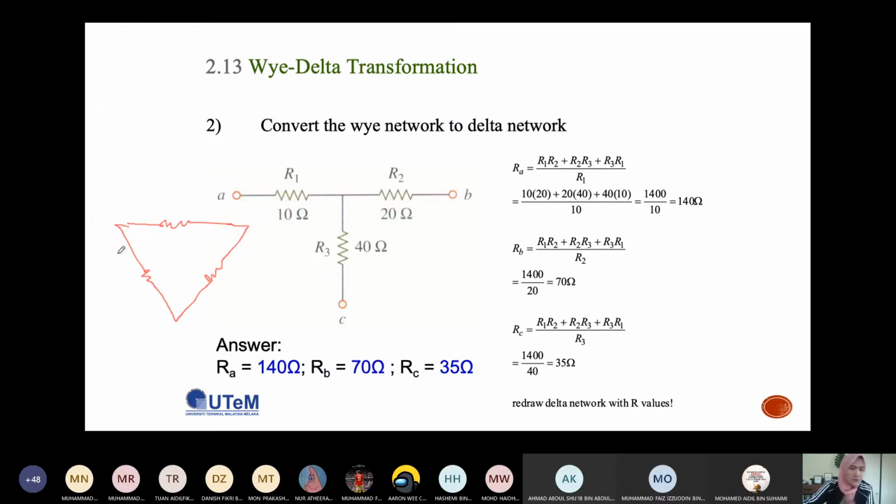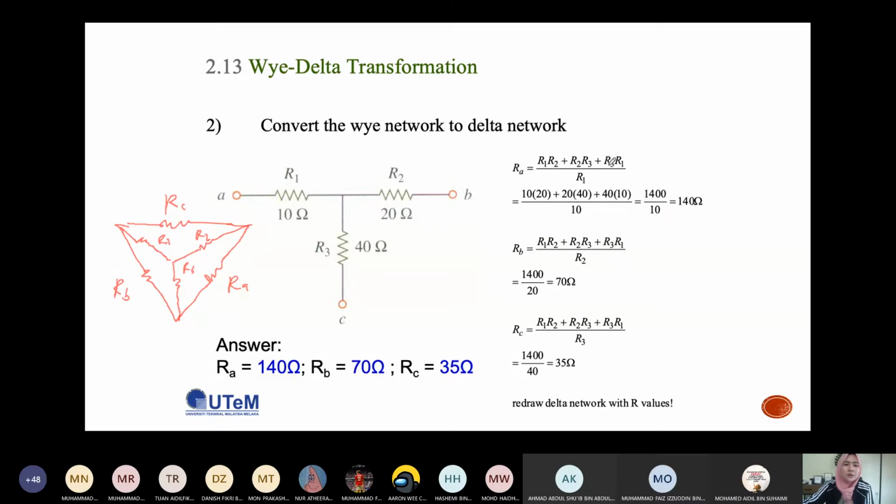Okay, so this is RA, RB, and also RC. You need to calculate RA, RB, and RC, so just use the formula. RA is R1 multiplied with R2 plus R2 multiplied with R3 plus R3 multiplied with R1, divided by this one here. If you redraw the Y network, this is R1, this is R2, and this is R3.